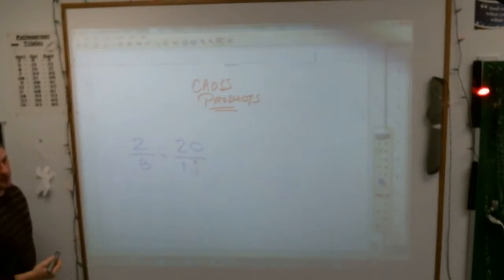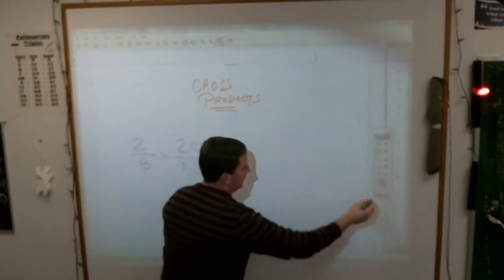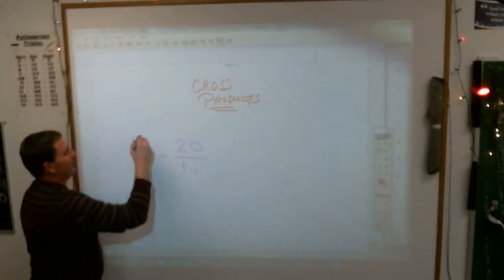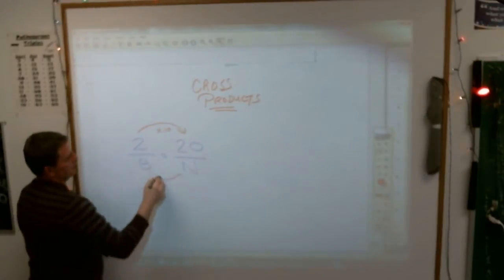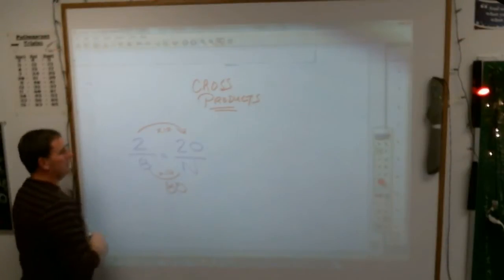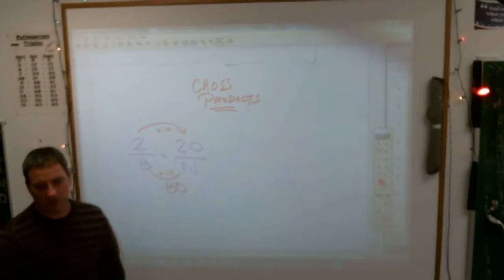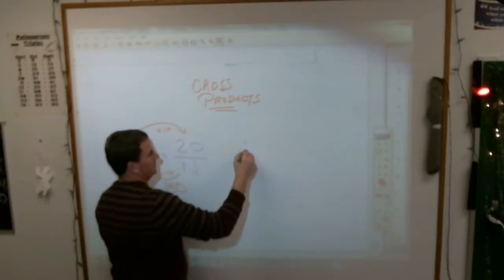Okay. This one's an easy one. Why? Because you simply go, okay, how do I go from 2 to 20? I multiply by 10, so I do the same thing down here, multiply by 10, and I get 80. Well, ladies and gentlemen, unfortunately in the real world, it doesn't always work out that nicely. Sometimes it looks like this.